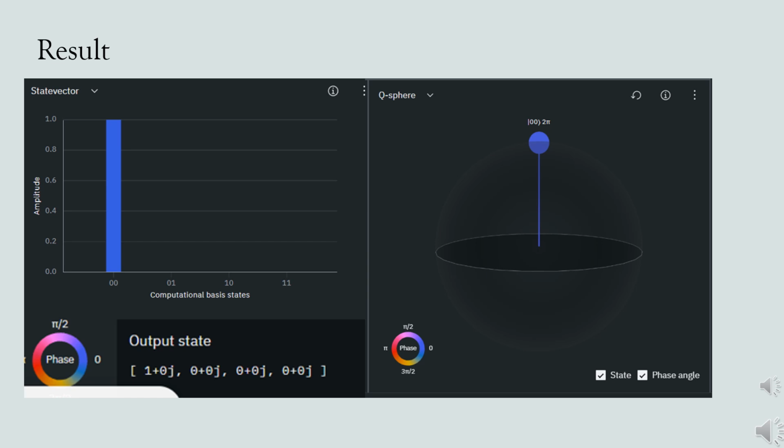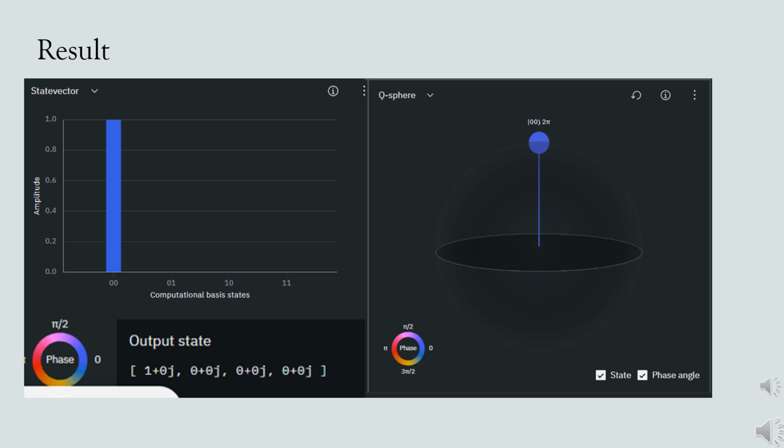We can see the result through the image in the output state section below. The output is shown as 1 plus 0 and 0 plus 0. This shows that only the first state, 00, in the qubit state has a probability amplitude that is not 0, and its value is 1. The probability amplitudes of the other 3 states, 01, 10, and 11, are all 0.